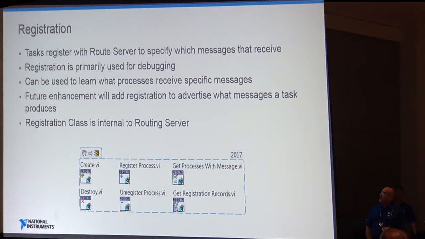And moving on, one of the things that's necessary, especially if you have external applications, is we need to register our processes with our server. And basically that will tell the routing server what messages this process is capable of receiving. And again, it's a fairly straightforward small class, not a lot to it. Under the hood, it's all variant attribute lists for the lookup tables.